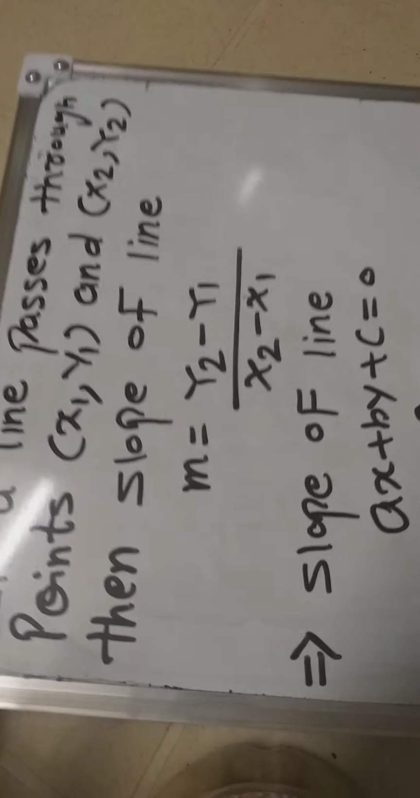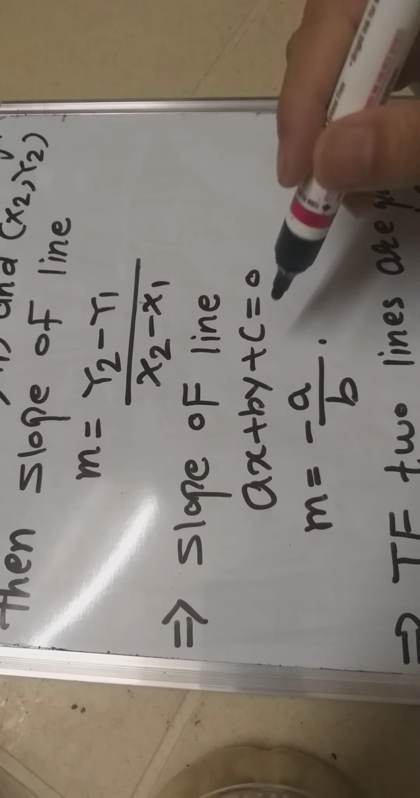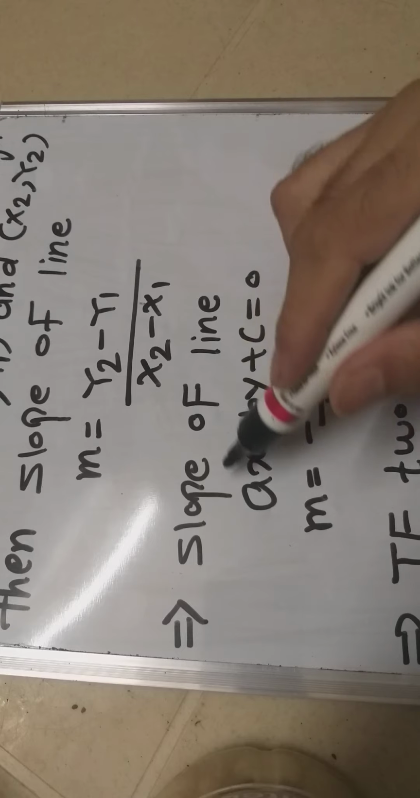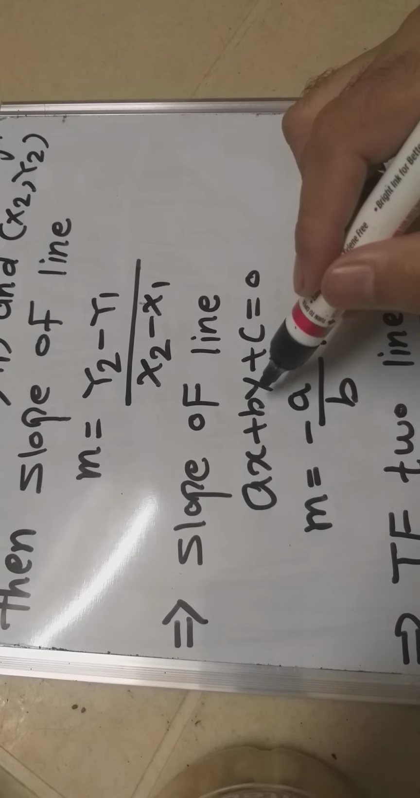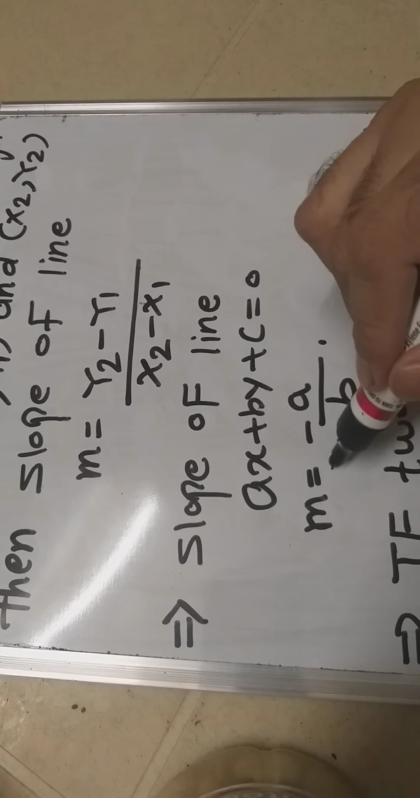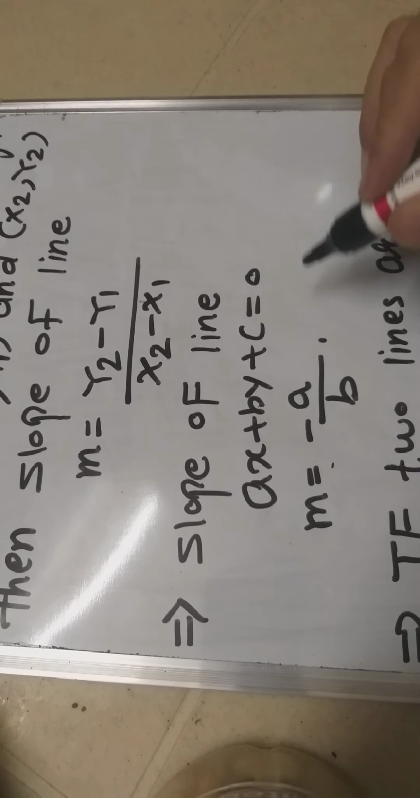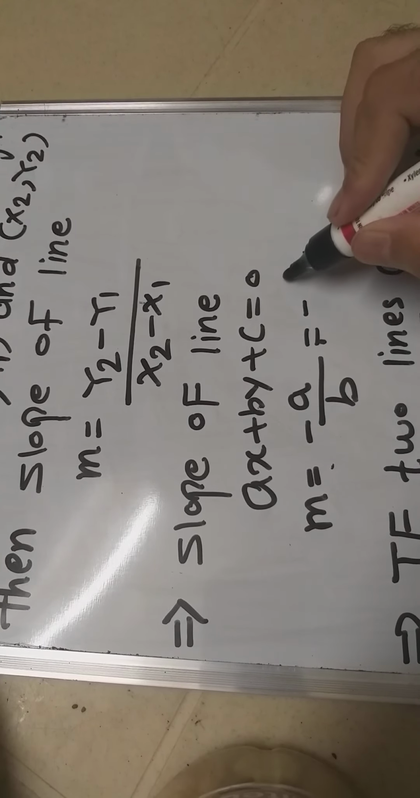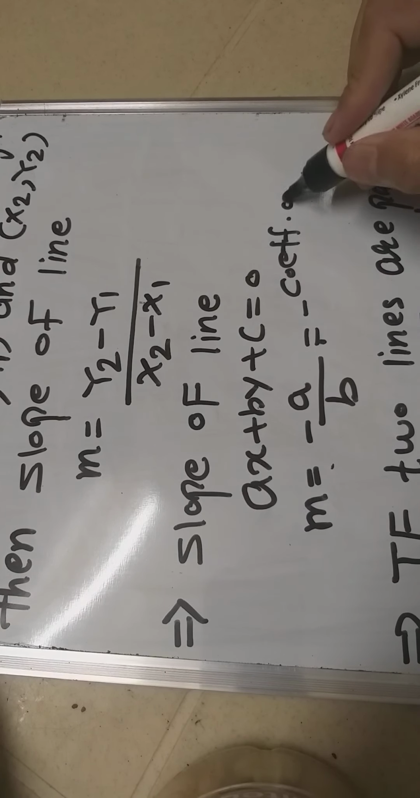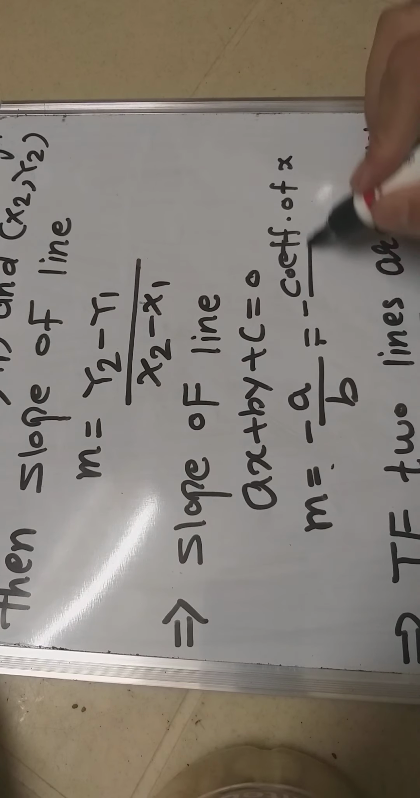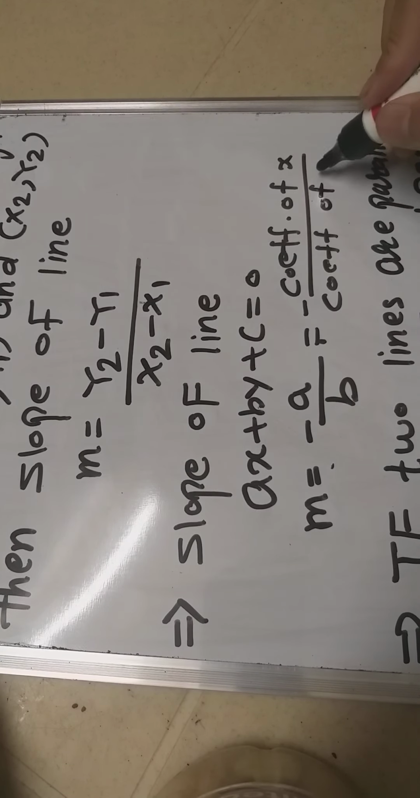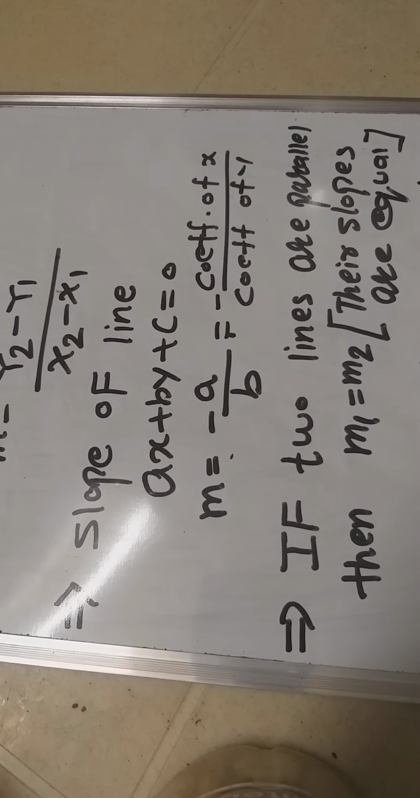Now, the slope of a line ax plus by plus c equals 0, when the equation is given in that general form, will be minus a upon b, or you can say minus coefficient of x divided by coefficient of y. It will be our slope.